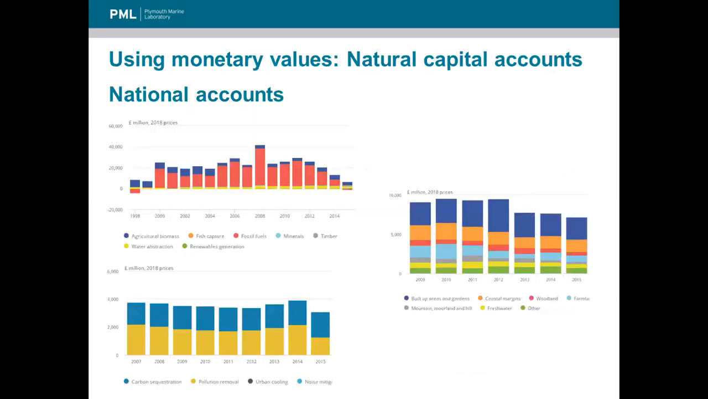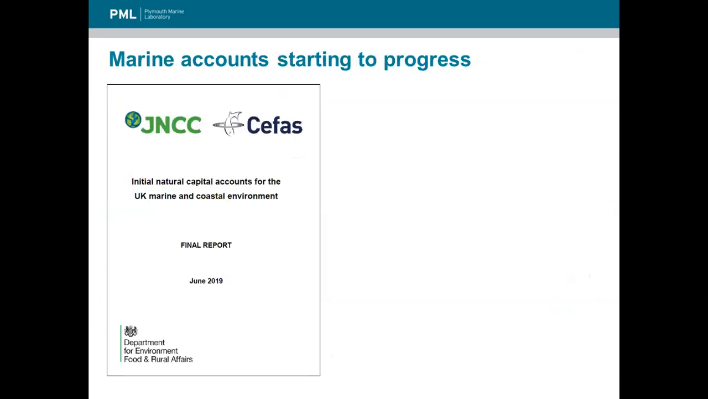And these monetary values are starting to be used in things like national natural capital accounts. So now the Office for National Statistics publishes accounts that cover provisioning services, so that's things like agricultural biomass, fish, renewables, also regulating services, so things like carbon sequestration and pollution removal, and also cultural services. This particular graph on the right shows the value of time spent in various different natural environments. That also highlights the fact that our national natural capital accounts haven't gone marine yet, and they only go as far as coastal margins. Progress is being made around marine accounts though.